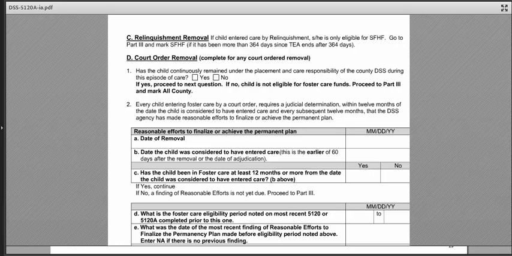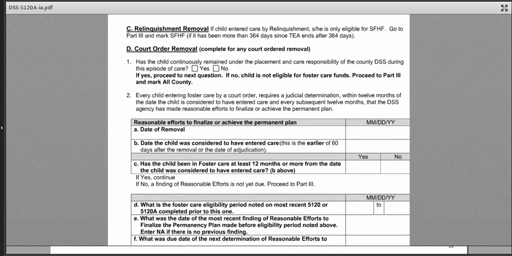So if the child came into care on the 1st of January and they were adjudicated on April 1st, well, that's beyond 60 days. So you would count out 60 days from January 1st, and it is actual calendar days, not just 2 months. So you'd count out, and you would end up basically on March 2nd, because February only has 28 days, and that would be the date you would enter here. And then you'd answer the rest of the questions.